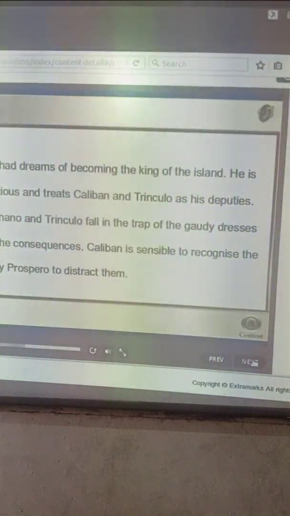Stefano had dreams of becoming the king of the island. He is overambitious and treats Caliban and Trinculo as his deputies. Both Stefano and Trinculo fall in the trap of the gaudy dresses and face the consequences. Caliban is sensible to recognize the trap laid by Prospero to distract them.